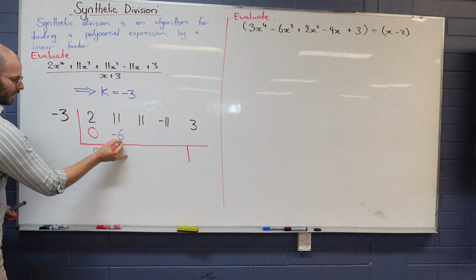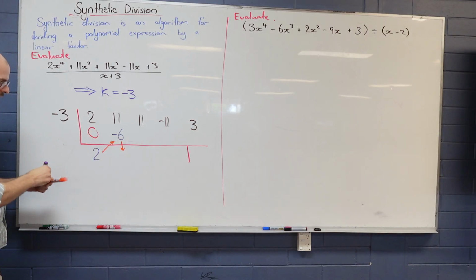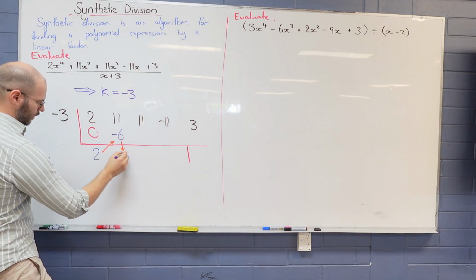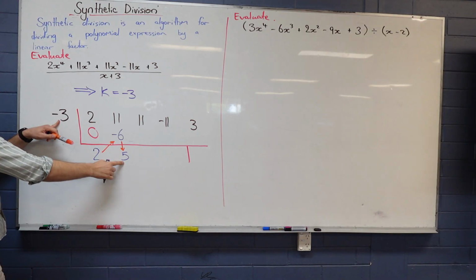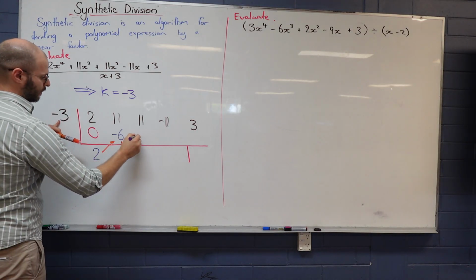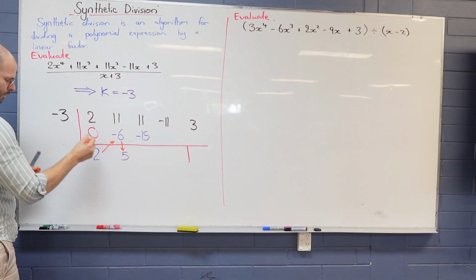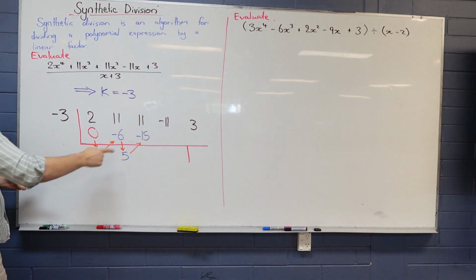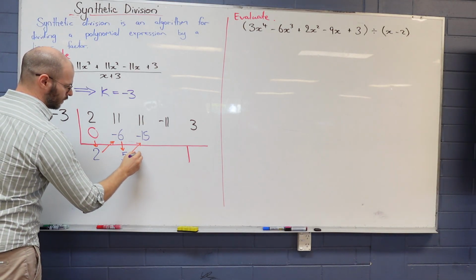Next, what I'm going to do is I'm going to sum down the column. 11 plus minus 6 is going to give me 5. And then I multiply with the minus 3 here. So minus 3 times 5 is 15, but it's negative 15. 11 plus minus 15 is going to give me negative 4.